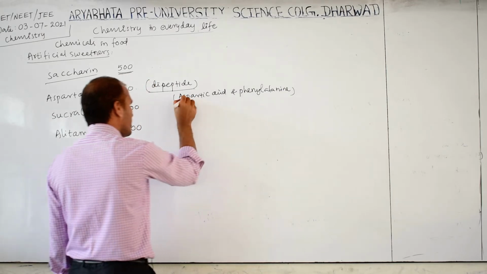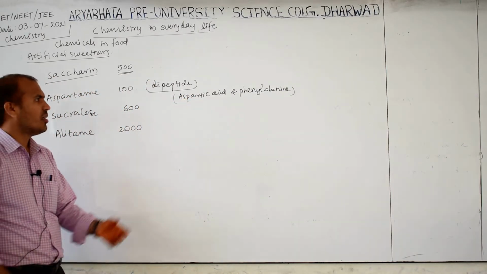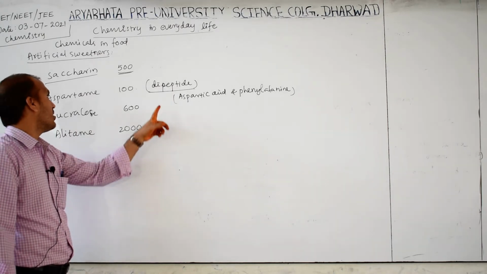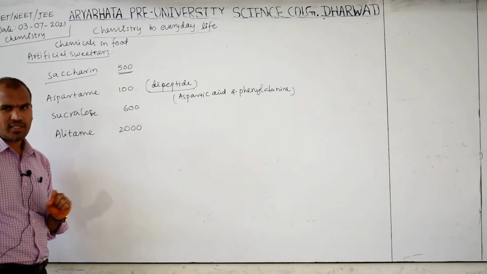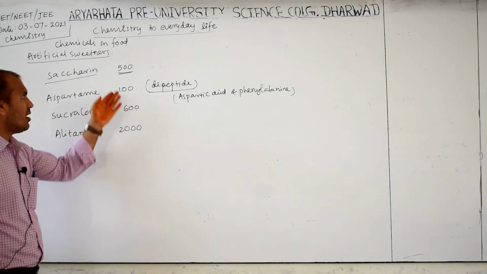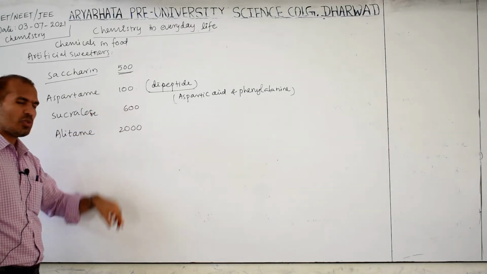These two acids form an ester. So, methyl ester dipeptide. Keep in mind: methyl ester dipeptide. This is aspartame, and this is widely used because it is sweet, though not extremely so, like 500, 600, 2000 times.